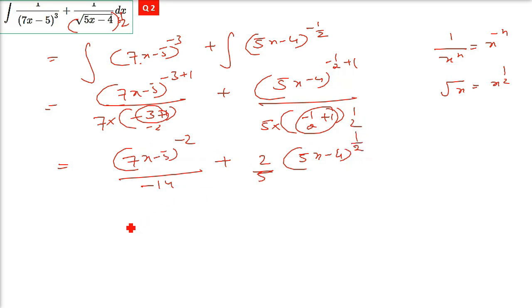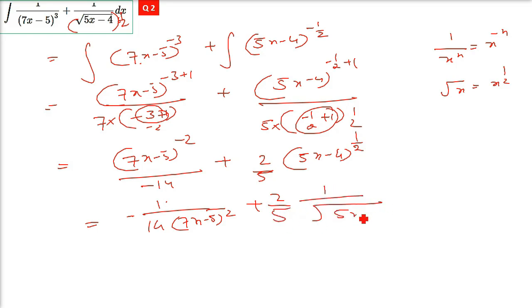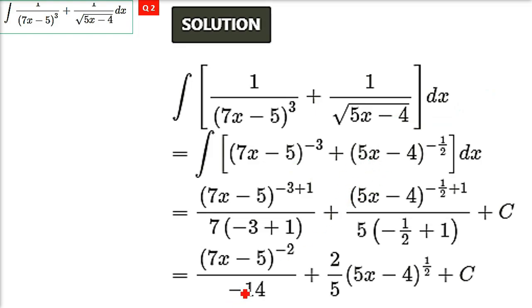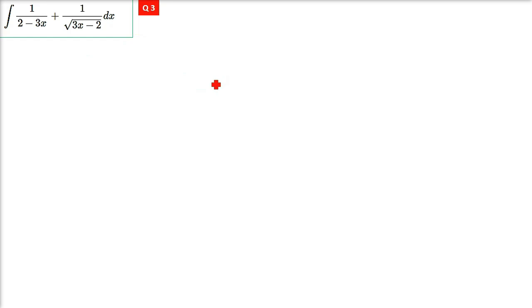You can just simplify it also like this: minus 1 by 14 is already there, (7x minus 5) to the power minus 2 goes down. 2 by 5, (5x minus 4) to the power half is simply under root 5x minus 4, because half power is under root only. So these both are the same, and you can write any of these. I just added one more step for the completion of this question. This one also is quite similar, but here is one more scenario.